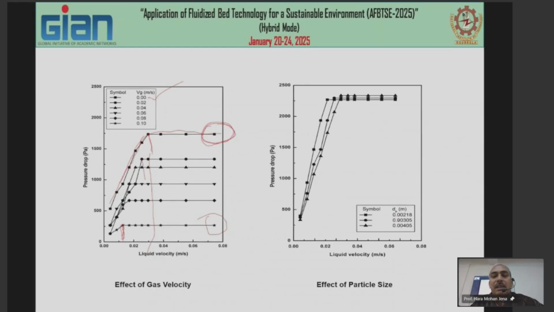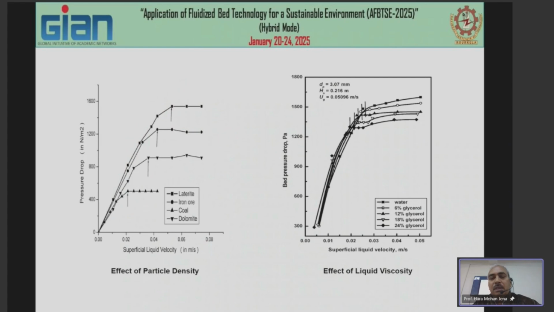You see that 3 different particle sizes are there: 2.18 millimeter, 3.05 millimeter and 4.05 millimeter. So for 2.18, you see this is the minimum fluidization velocity. For the 3 millimeter one, this is, and for 4 millimeter, this is the minimum fluidization velocity. That means minimum fluidization velocity increases with particle size. That means the particles are of higher weight, so they need higher drag force to get fluidized.